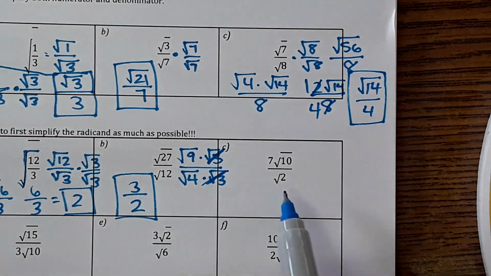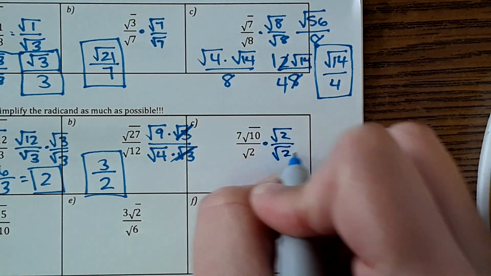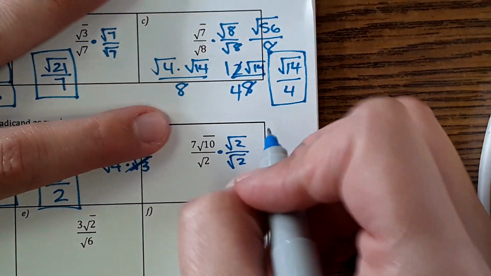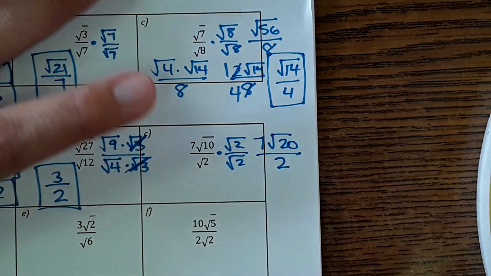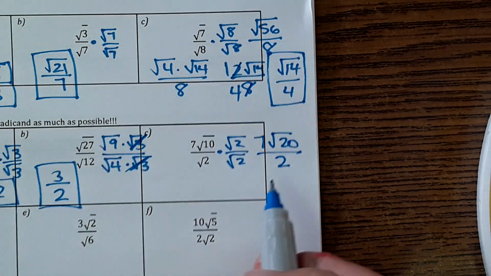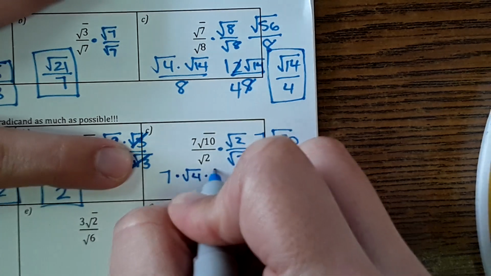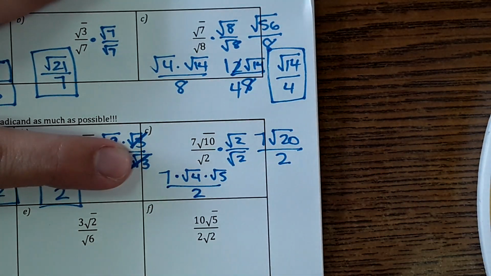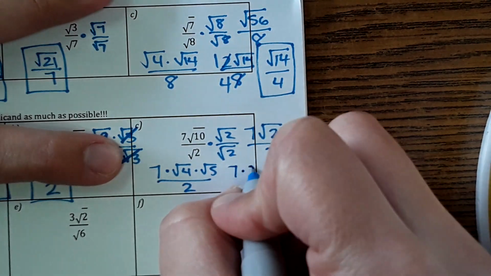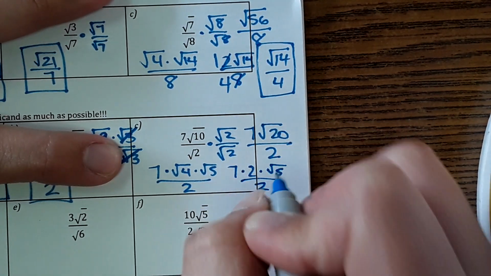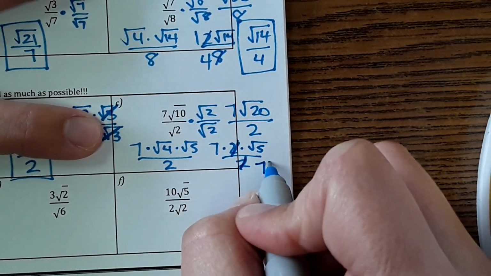And C, we can't have the square root of 2 in the denominator, so multiply by this. Get 7 square root of 20 over 2, which we know square root of 20, we can break that up. And then you get 7 times 2 times square root of 5 over 2. You can just cancel out these 2's and get 7 square root of 5.